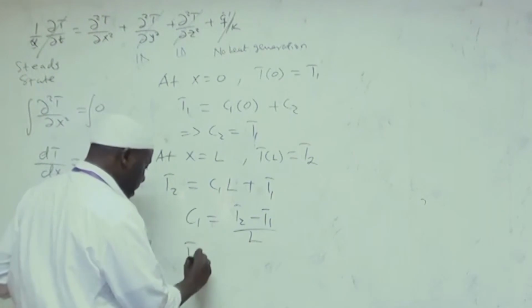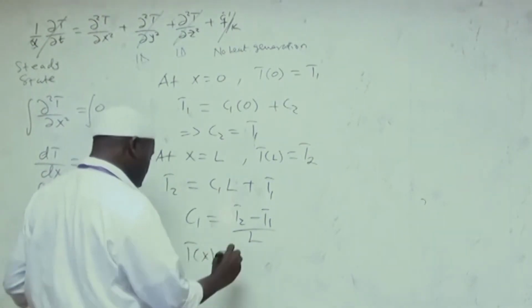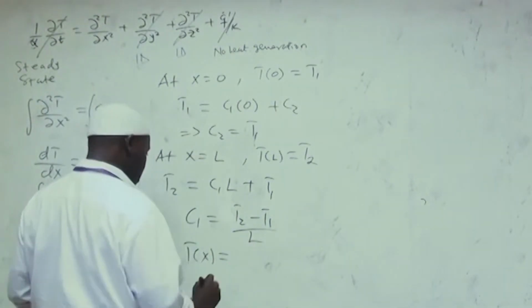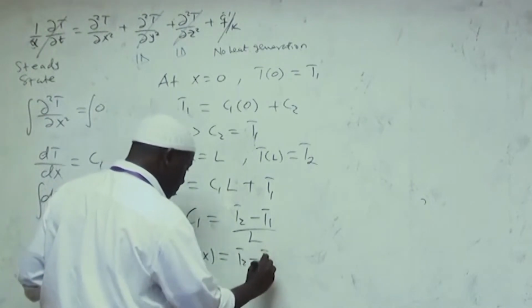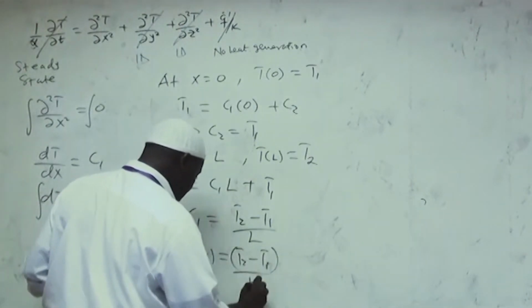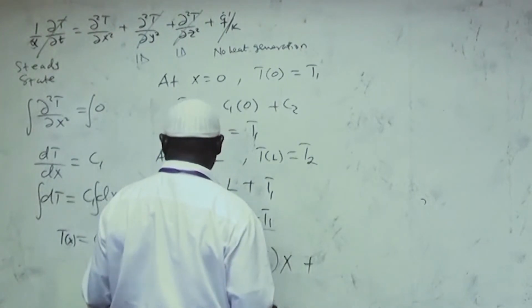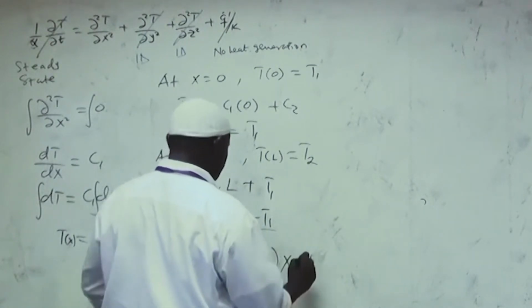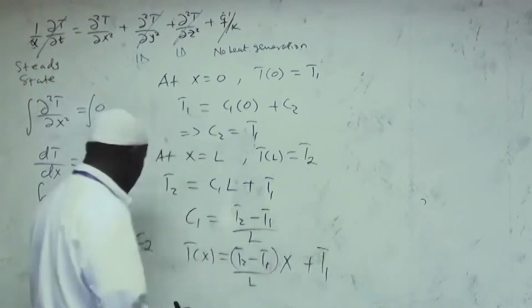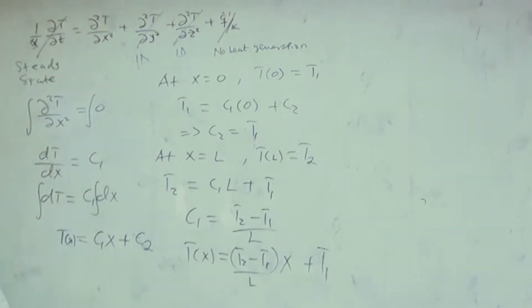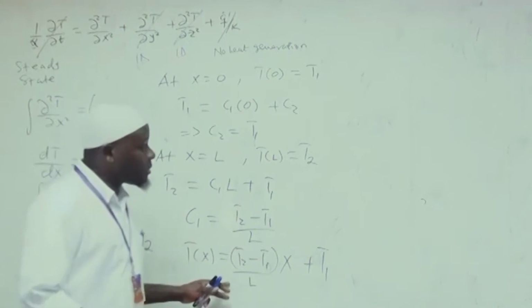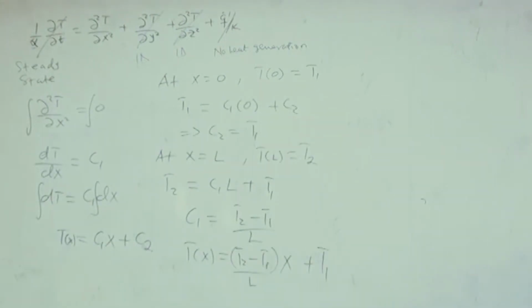So I'll have T(x) equals T2 minus T1 divided by L times x plus T1. So this is the solution to this: the temperature distribution T(x) within the slab.